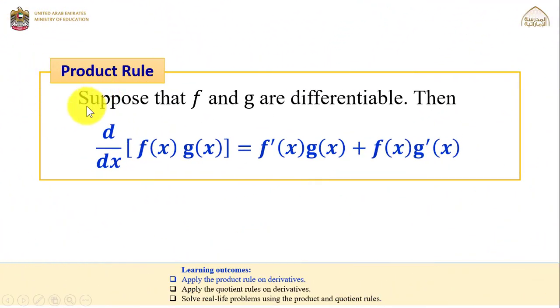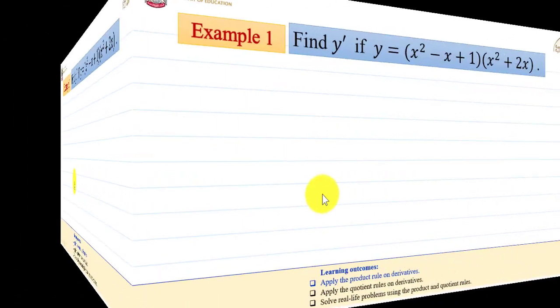The product rule: suppose that f and g are differentiable, then d by dx of f of x times g of x equals f prime of x times g of x plus f of x times g prime of x. We can say this rule another way. The derivative of a product of two functions equals the derivative of the first function times the second one plus the first one times the derivative of the second function.